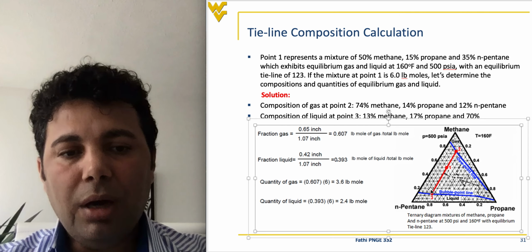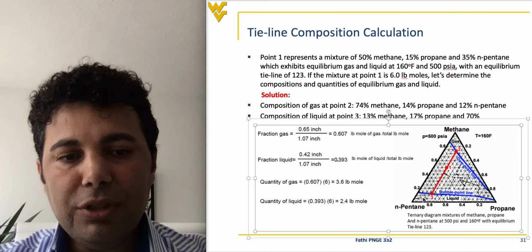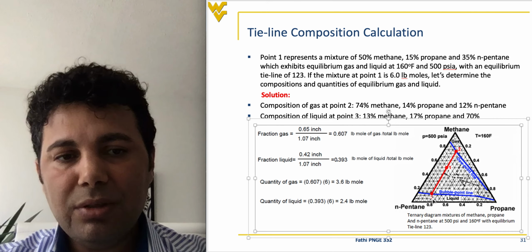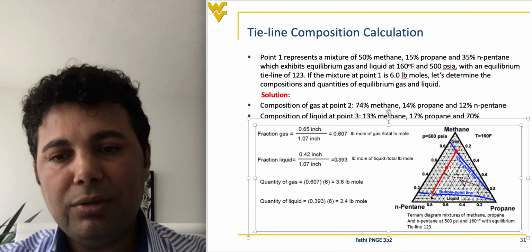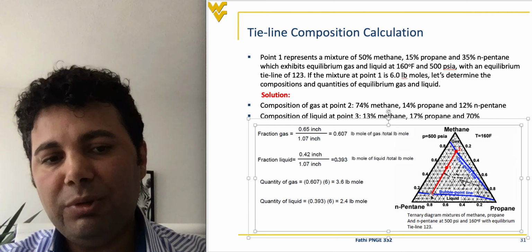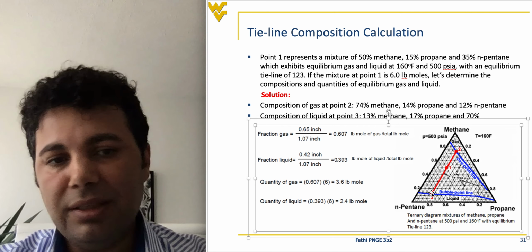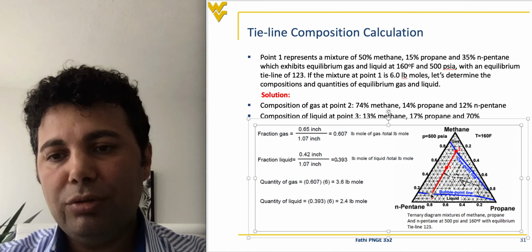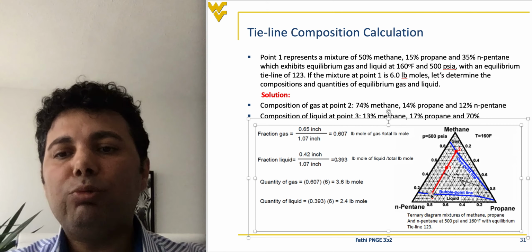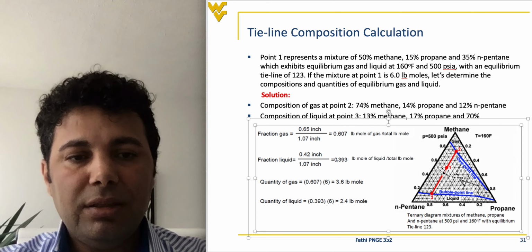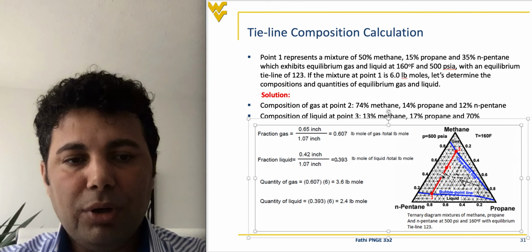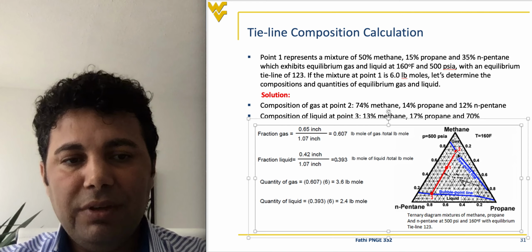Okay. So how to read these? We are using these divisions. Every one of these divisions is 5%. So if you read this number for the methane like 13%, 14%, 12%, it's okay. But if you read this 17%, this is definitely not okay, because you have this flexibility within the range of the accuracy of the graph. So we locate the point, we draw the tie line parallel to the tie line shown in the graph, we get the saturated liquid and saturated gas, and we read their compositions.